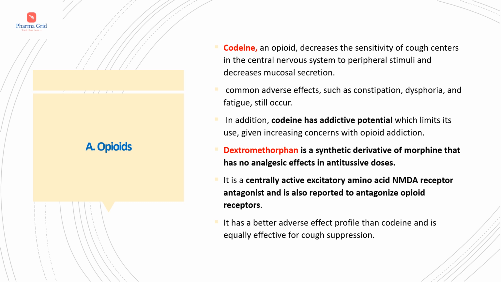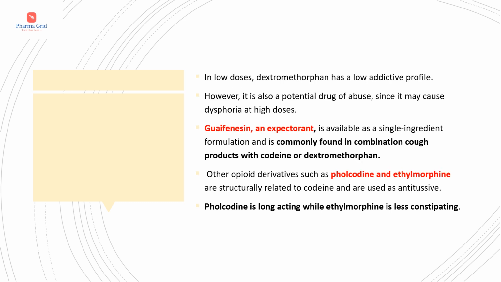Next drug is dextromethorphan. It is a synthetic derivative of morphine that has no analgesic effects in antitussive doses. It is a centrally active NMDA, that is N-methyl D-aspartate, receptor antagonist and is also reported to antagonize opioid receptors. It has a better adverse effect profile than codeine and is equally effective for cough suppression. In low doses, dextromethorphan has a low addictive profile. However, it is also a potential drug of abuse since it may cause dysphoria at high doses.